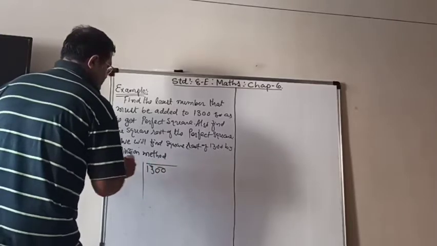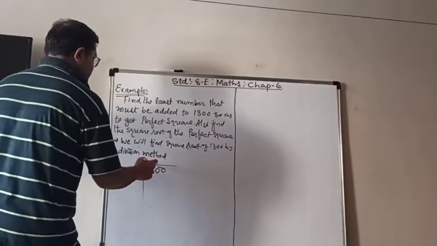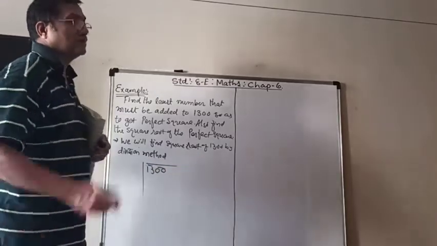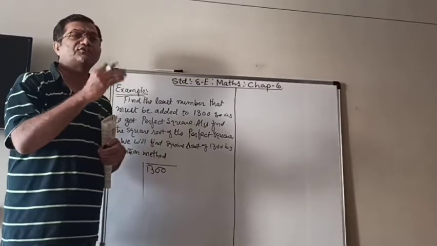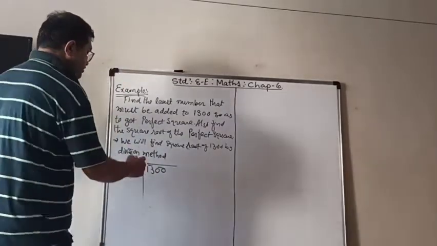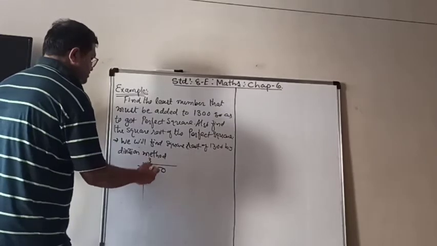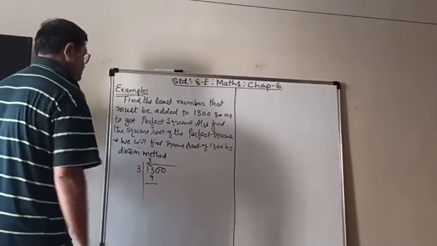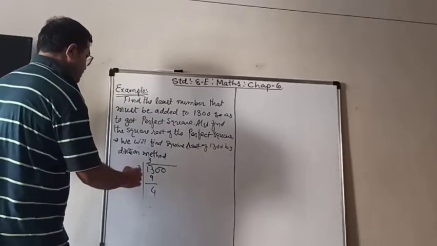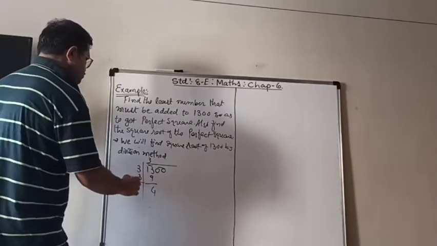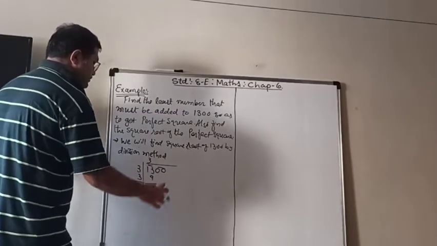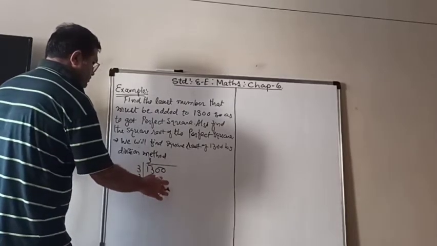Now we have to make the pairs. So now 13 is there. 3 3s are 9, 4 4s are 16, which is greater than 13. So we have to take 3 3s are 9. Then the remaining is 4. Then we have to add that 3, so again 6. Then the whole pair 00 will come down.